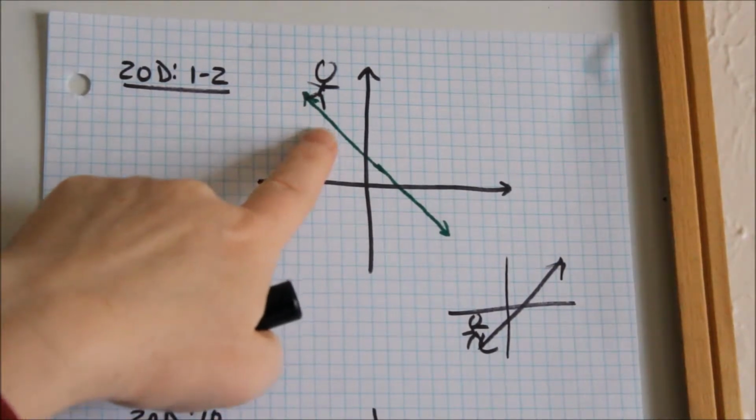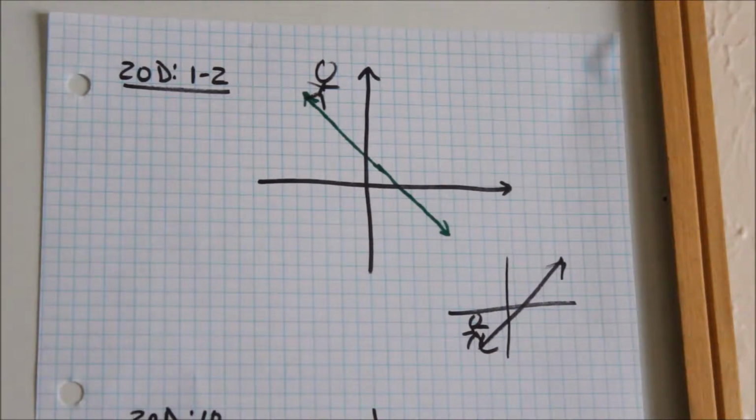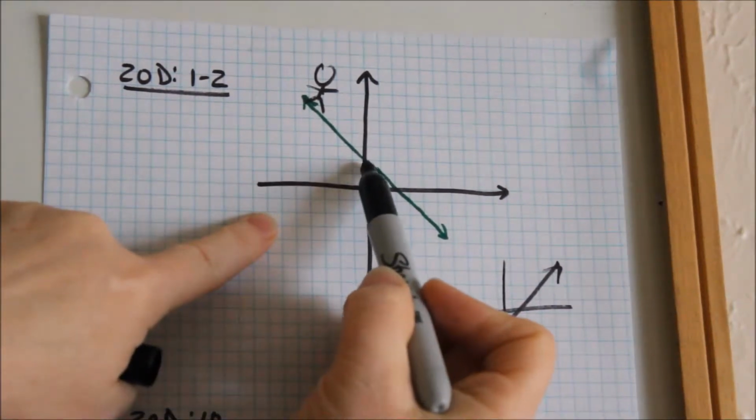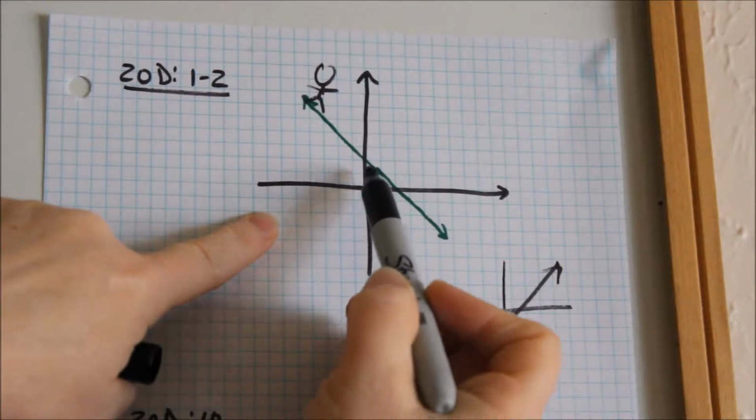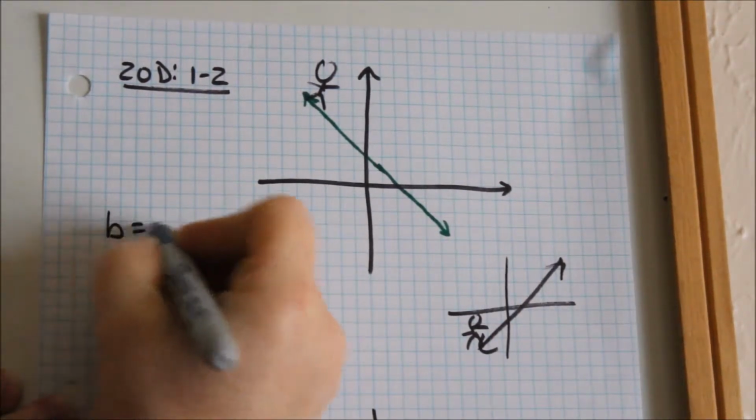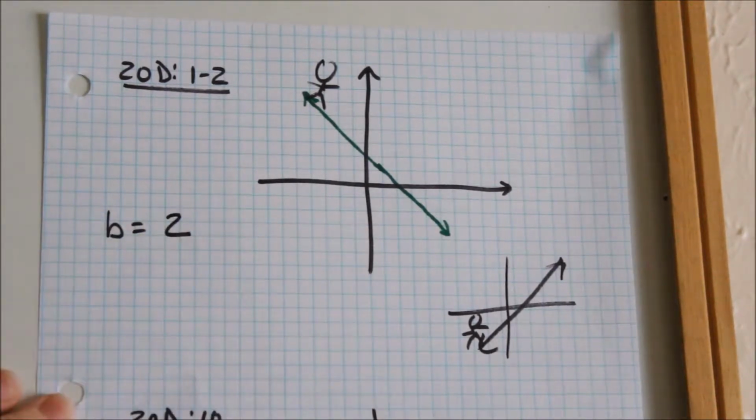So if we go back to this line here, the green line, the y-intercept. Y-intercept is where the line crosses the y-axis. So this right here crosses at this point, which is at positive 2, counting in the y direction, 1, 2. So my y-intercept, which is b, is a positive 2.